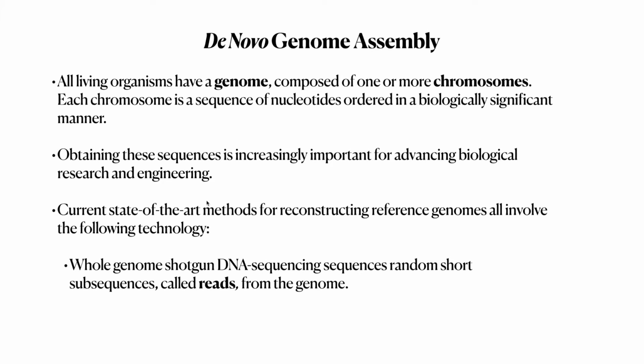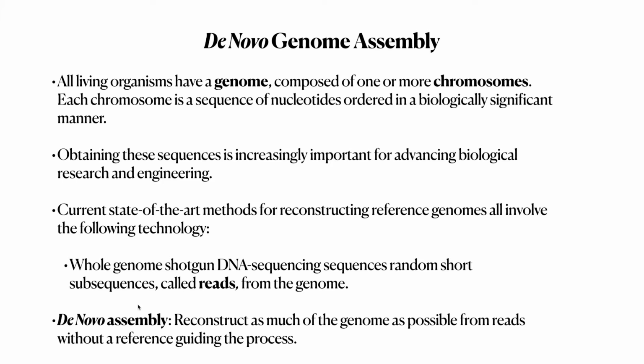The current state-of-the-art method for reconstructing a reference genome involves something called whole genome shotgun sequencing, which is a process where a sequencing machine is given some fragments of DNA from a genome, and the machine reads random subsequences from those DNA fragments, and those are called reads.